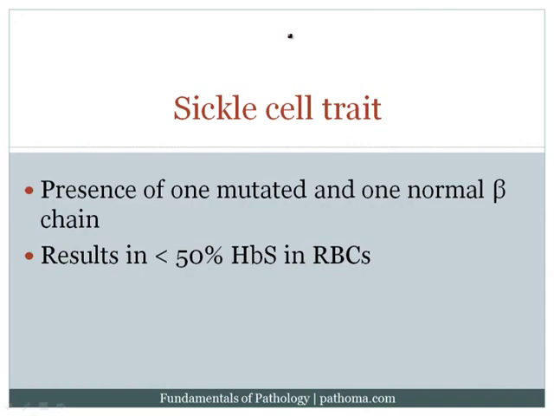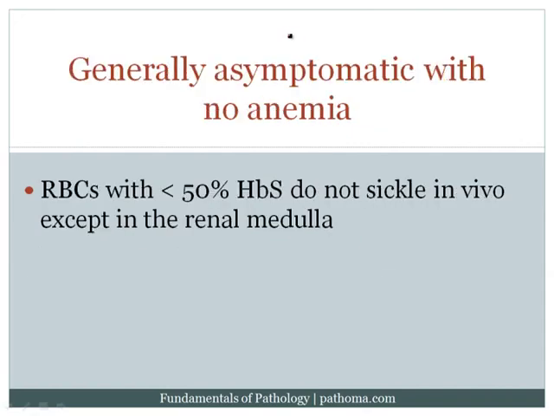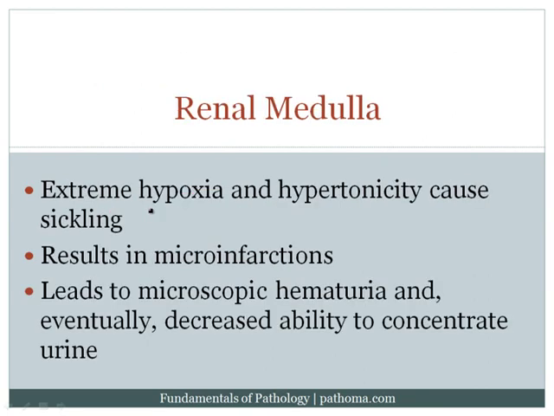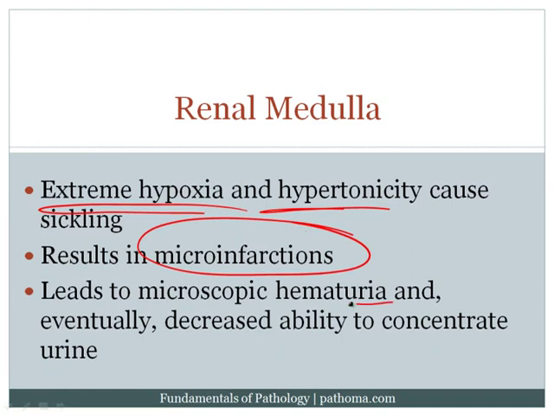So generally, these patients who have sickle cell trait are going to be asymptomatic. That's because red blood cells with less than 50% hemoglobin S don't usually sickle in vivo. There is one exception, however, and that's the renal medulla. In the renal medulla, there's extreme hypoxia and hypertonicity, and that extreme hypoxia and hypertonicity results in sickling. The patients get microinfarctions. Initially, it presents with microscopic hematuria. Eventually, the classic finding is a decreased ability to concentrate the urine. All of that is high yield concerning sickle cell trait.